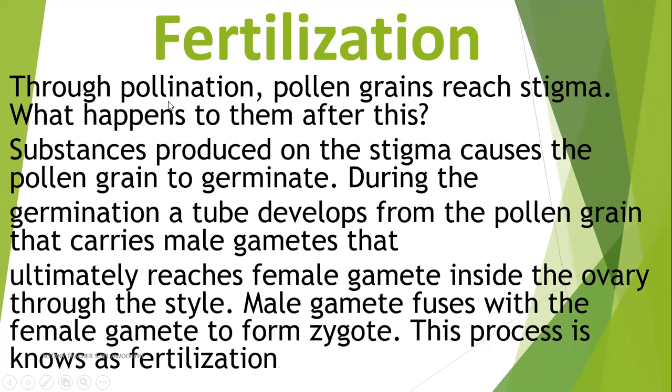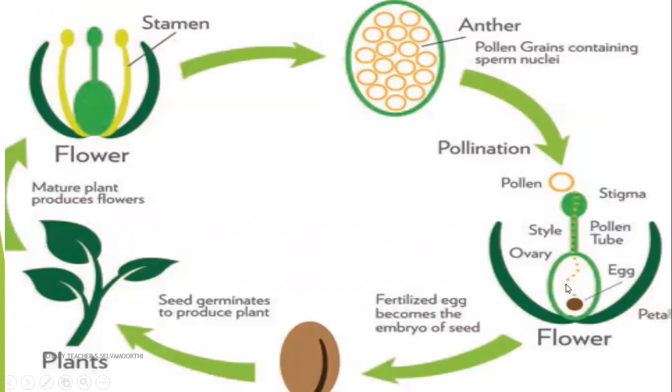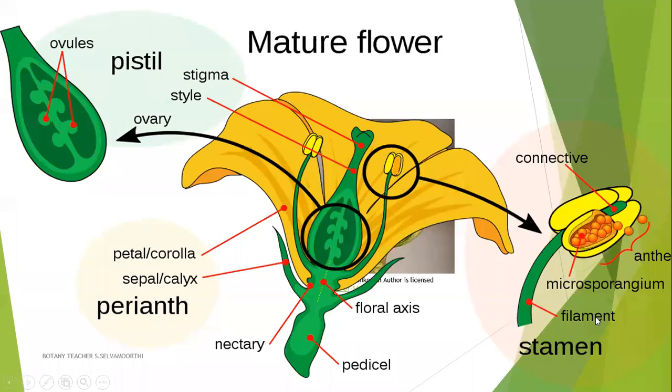Fertilization. The substance produced on the stigma causes the pollen grains to germinate. During germination, the pollen grain forms a pollen tube. This pollen tube carries male gametes that ultimately reach a female gamete inside the ovary through the style. Male gametes fuse with the female gamete to form a zygote. This process is known as fertilization.